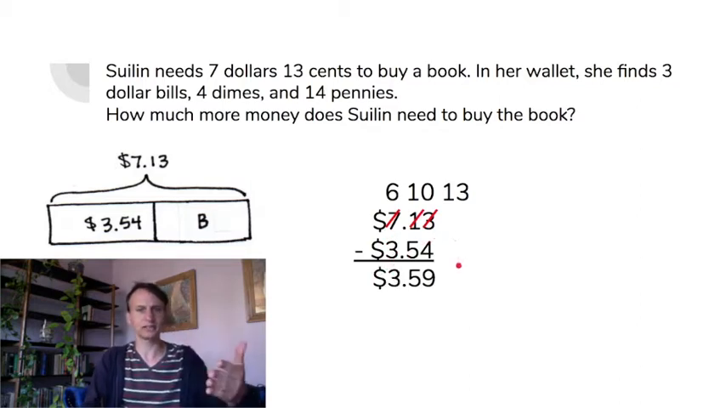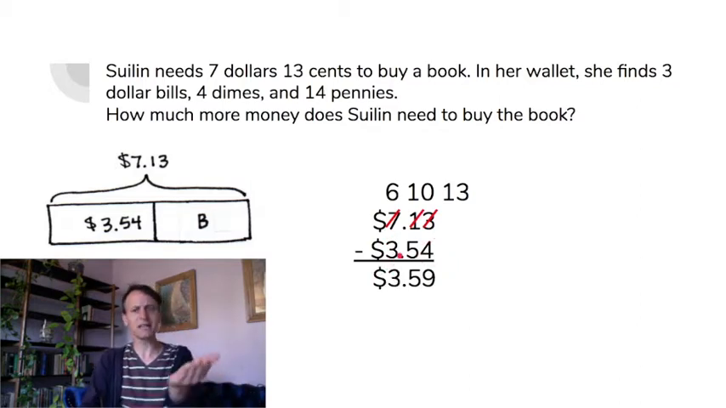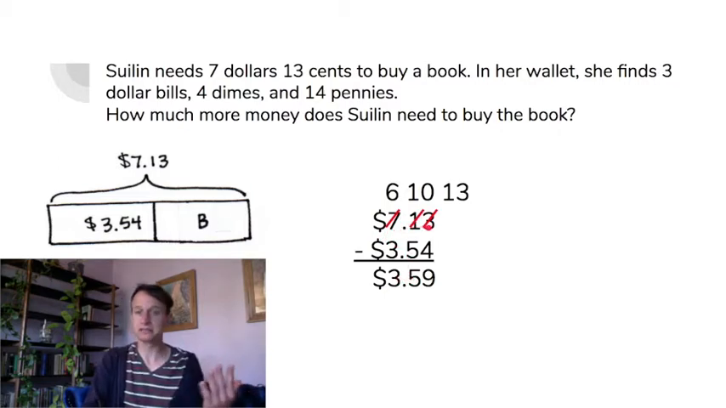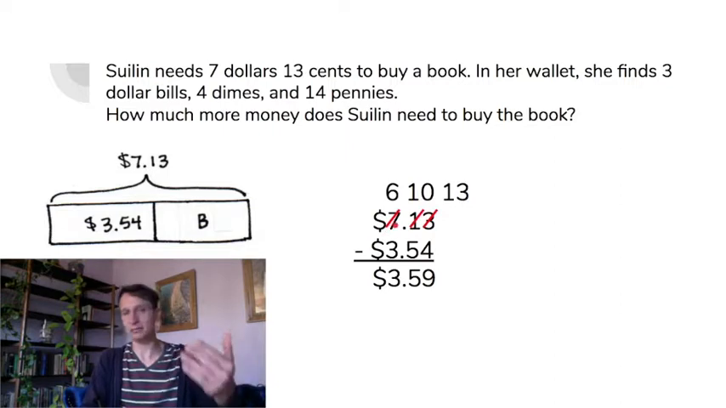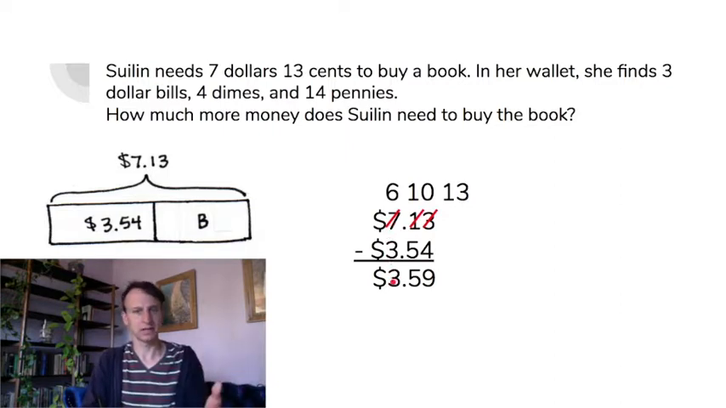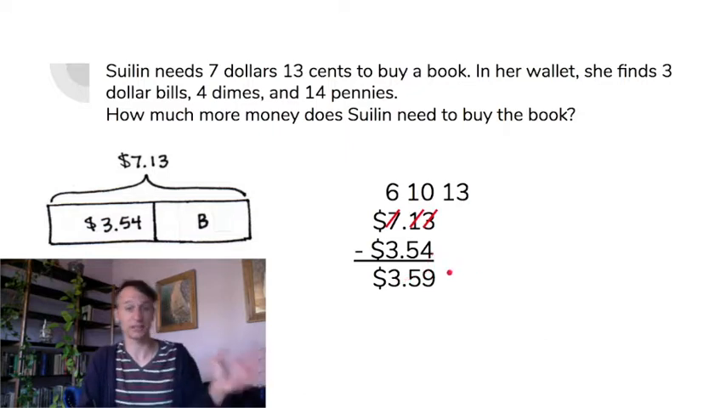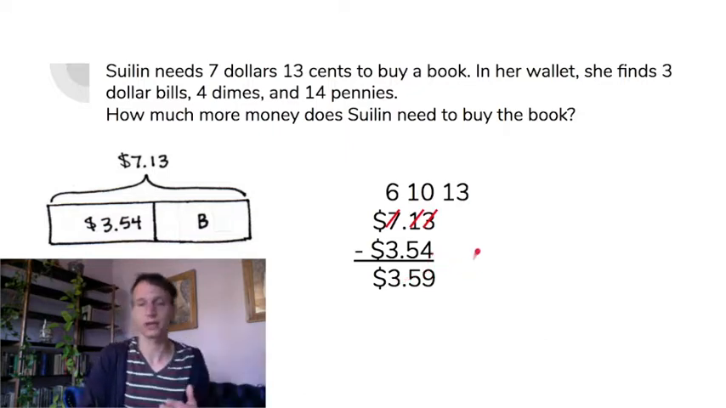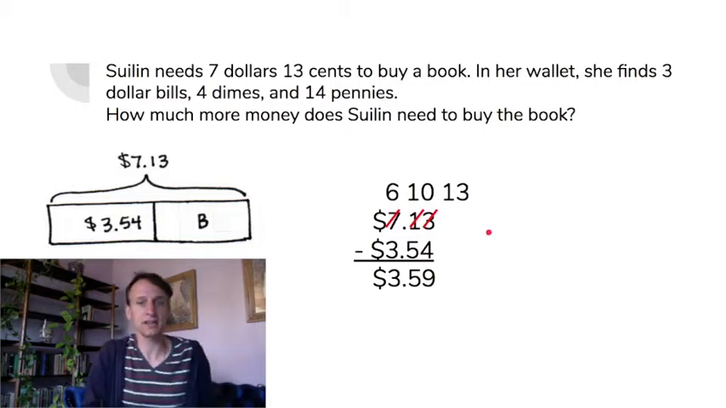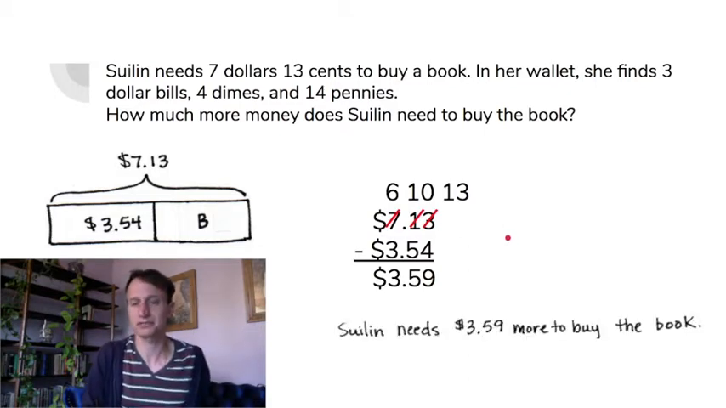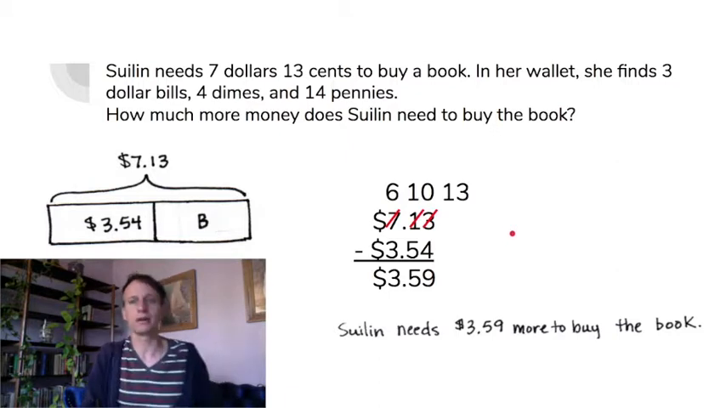Ask yourself, does the answer make sense? You might even see that this is about $3.50, which doubled would be 7. So 3.5 and 3.5 make 7. Or if you just rounded, like a raw rounding, this would be 7 minus 4, and we get 4. It's close enough, right? We're in the right ballpark. If you got something like $35, you know, woo, something's wrong, right? All right, so then all we need is a statement saying, hey, Sulin needs $3.59 more to buy the book. Okay, so far pretty straightforward.